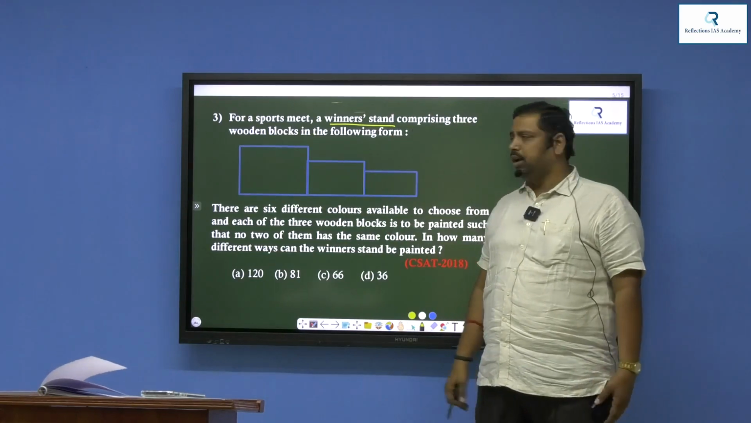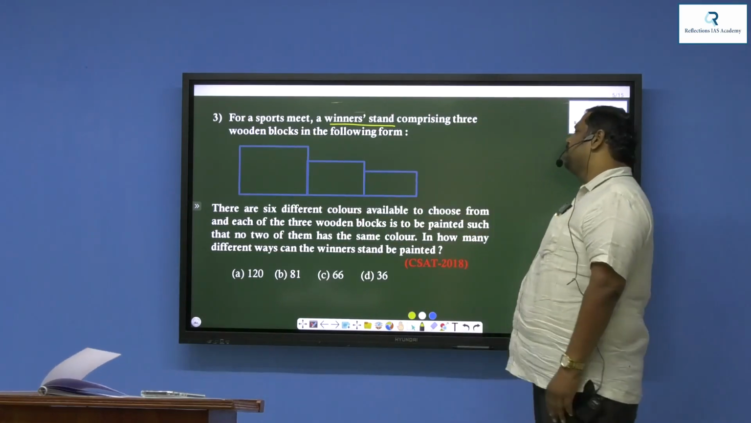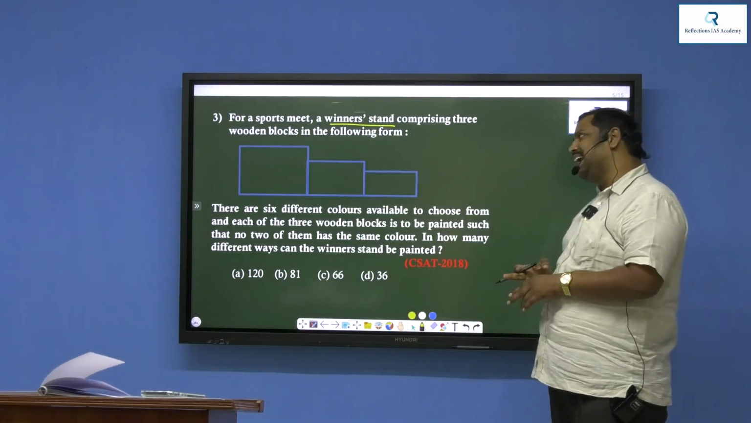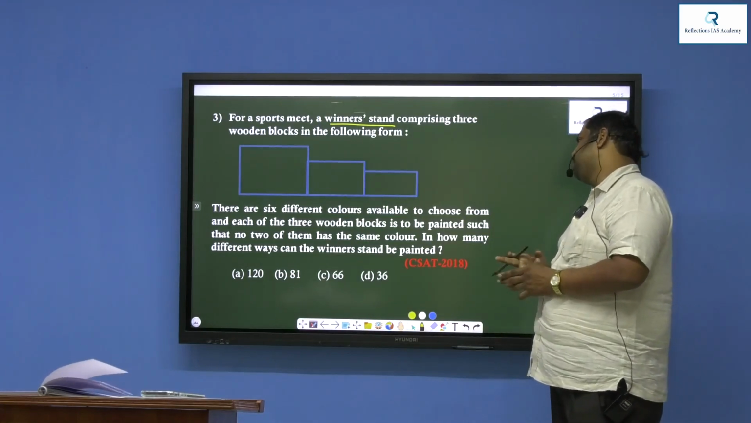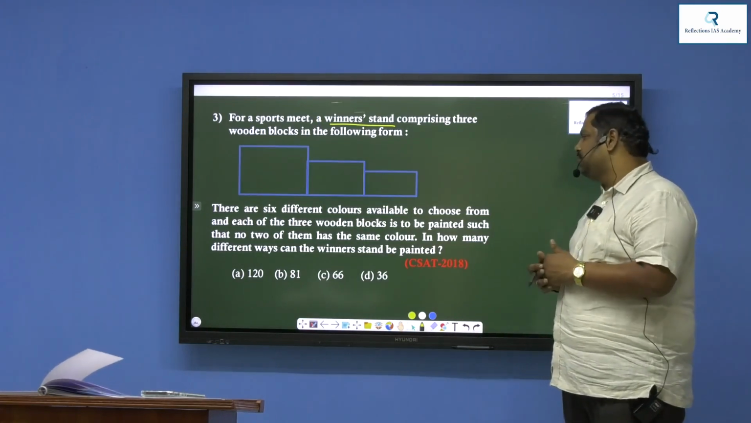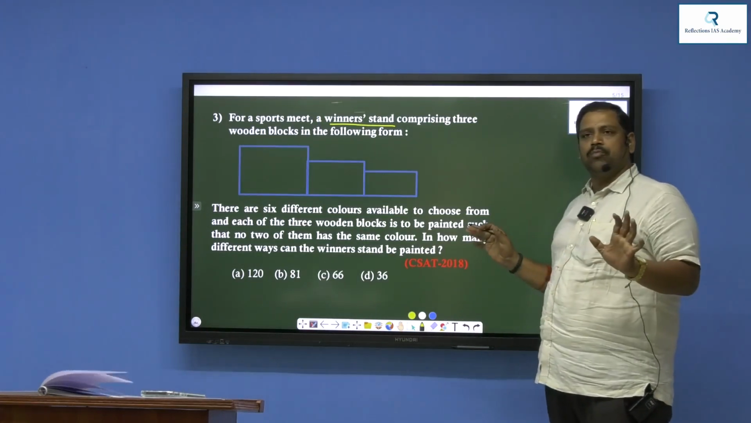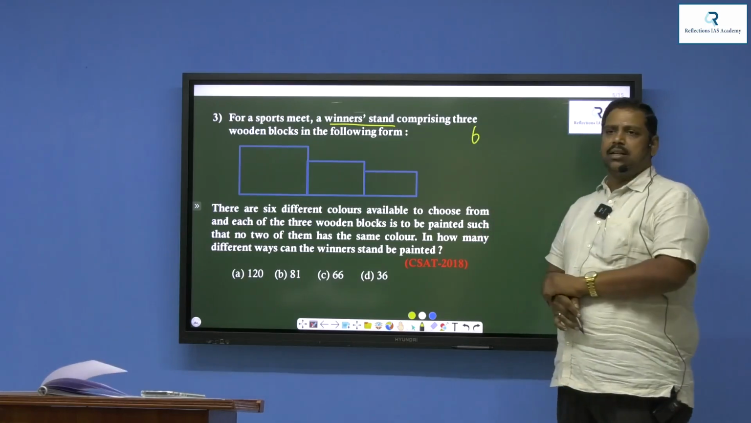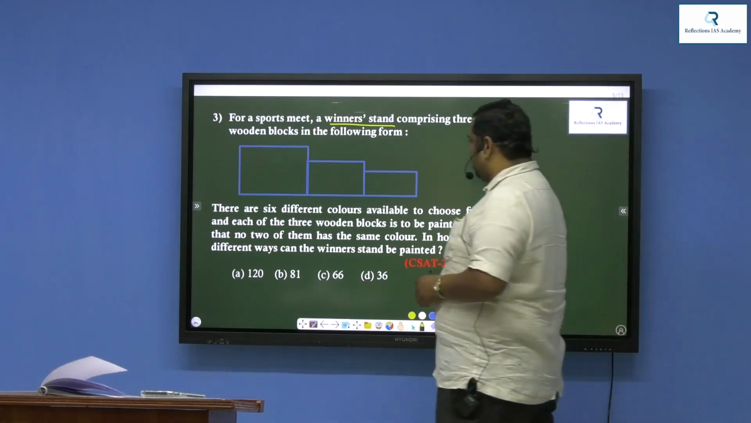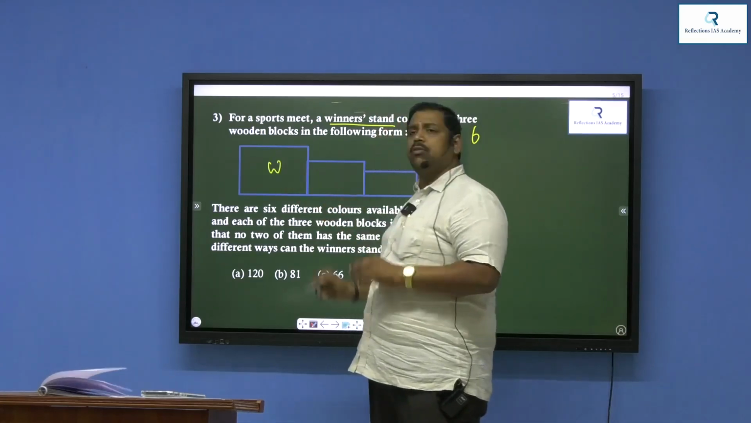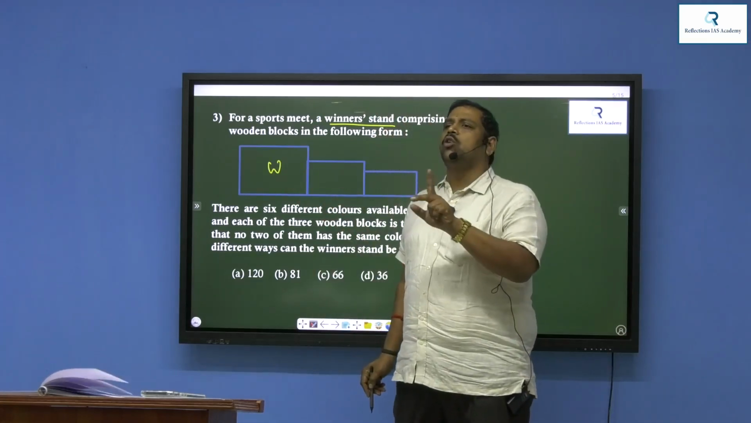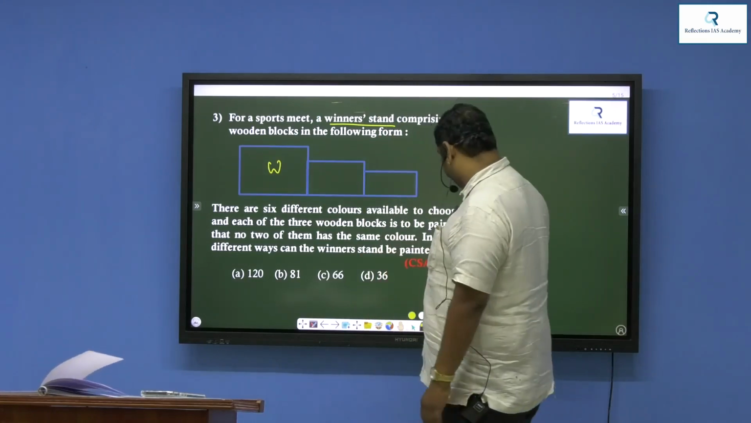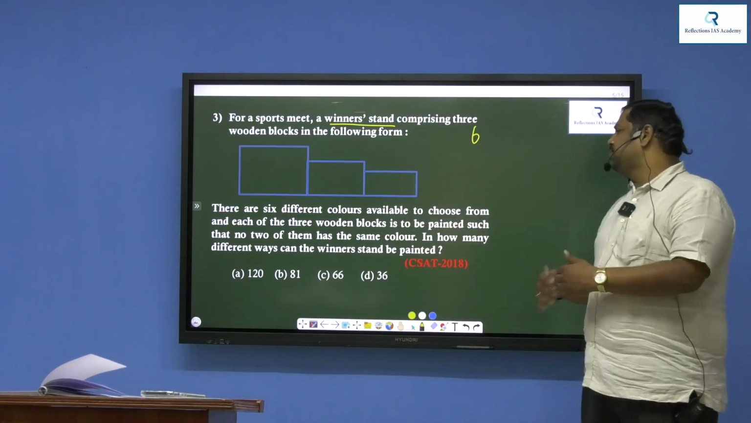There are 6 different colors available to choose from, and each of the 3 wooden blocks is to be painted such that no 2 of them has the same color. In how many different ways can the winner's stand be painted? So, how many colors I have here? 6 colors. The condition is no 2 adjacent have the same colors. That's the condition we have. How many ways can we paint it?